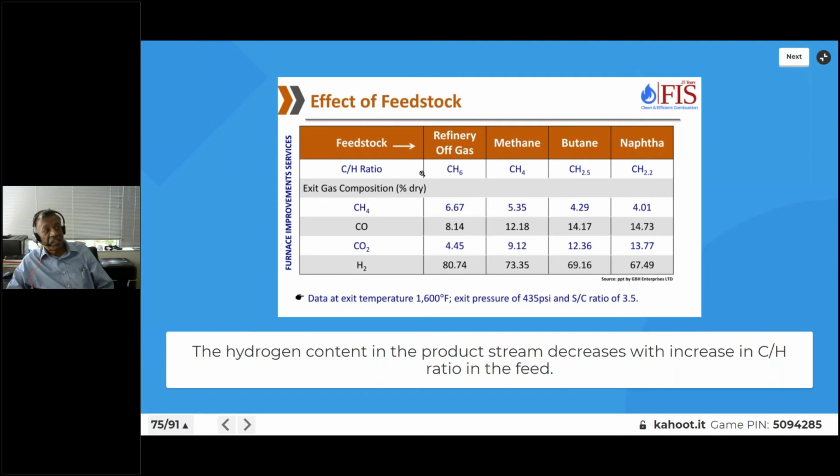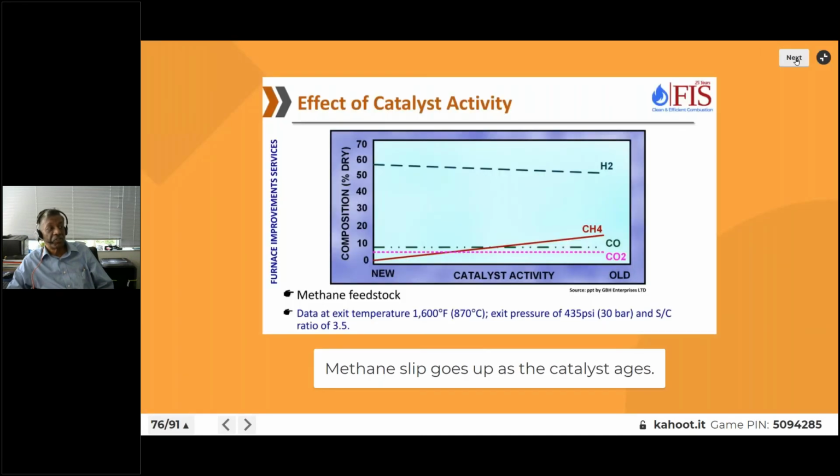This is the composition of the products using different feedstocks. Refinery off-gas already has hydrogen, so we get almost 80%. Methane and naphtha, butane, so basically different compositions. And you can see as the catalyst ages, the hydrogen concentration starts going down. Actually, methane concentration starts going up. So this is basically the effect of the catalyst activity.